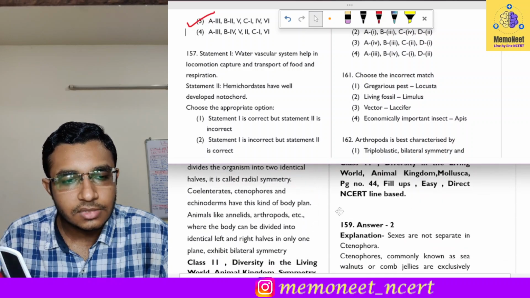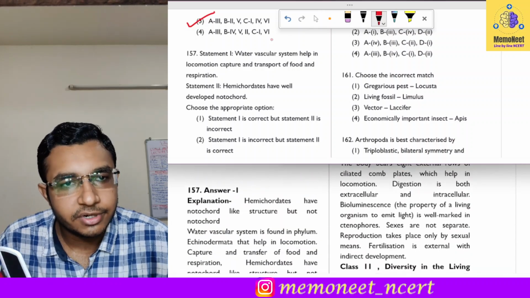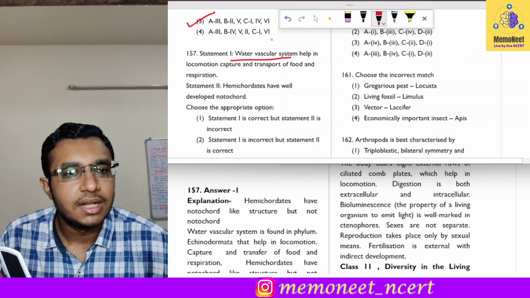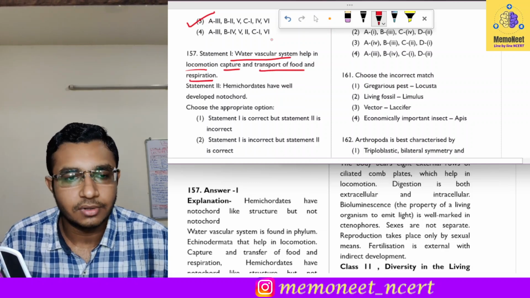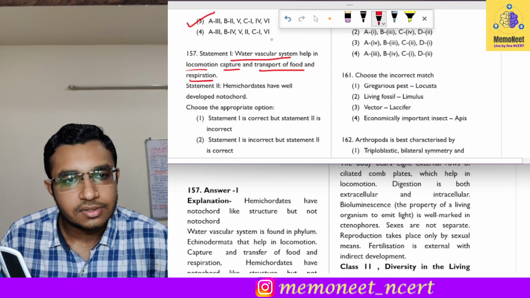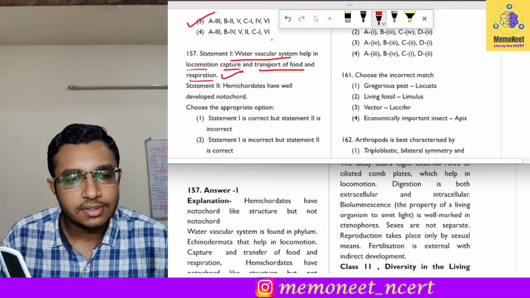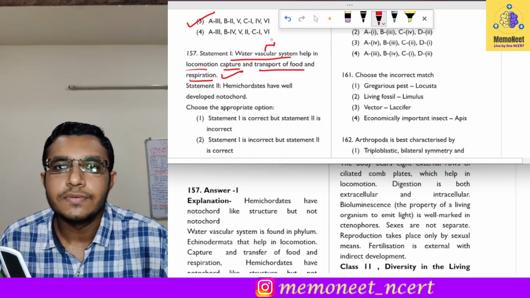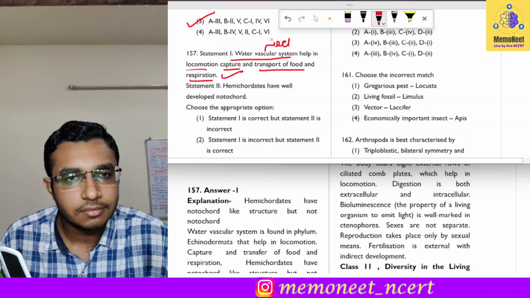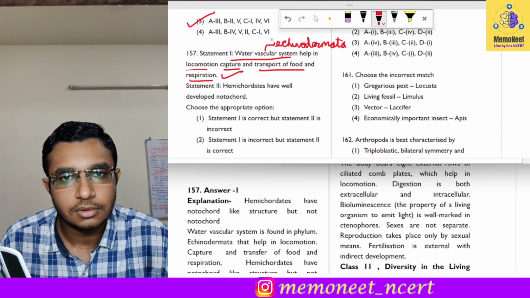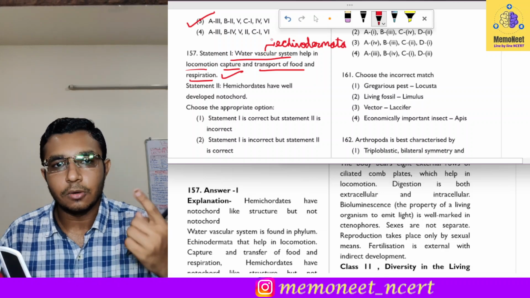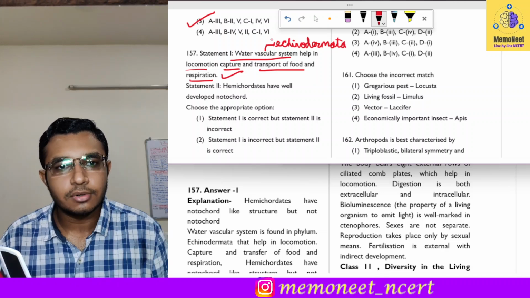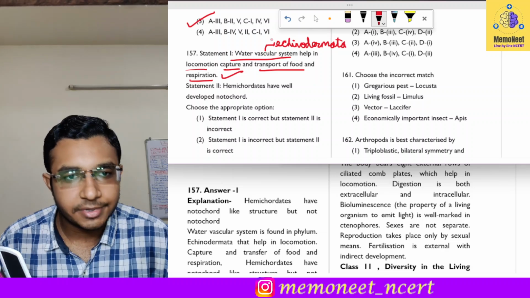The first statement is: water vascular system helps in locomotion, capture and the transport of food and respiration. Okay, so is this correct? Yes, that is correct. Water vascular system is a characteristic feature of which phylum? It is a characteristic feature of phylum Echinodermata. This water vascular system, which is found in the echinoderms, helps in locomotion, capture and the transport of food and respiration. So this statement is absolutely correct.